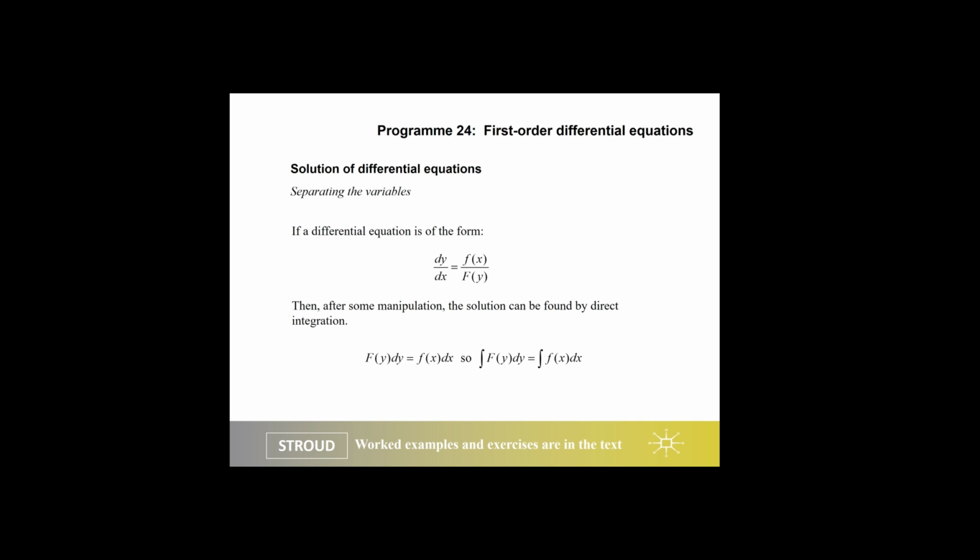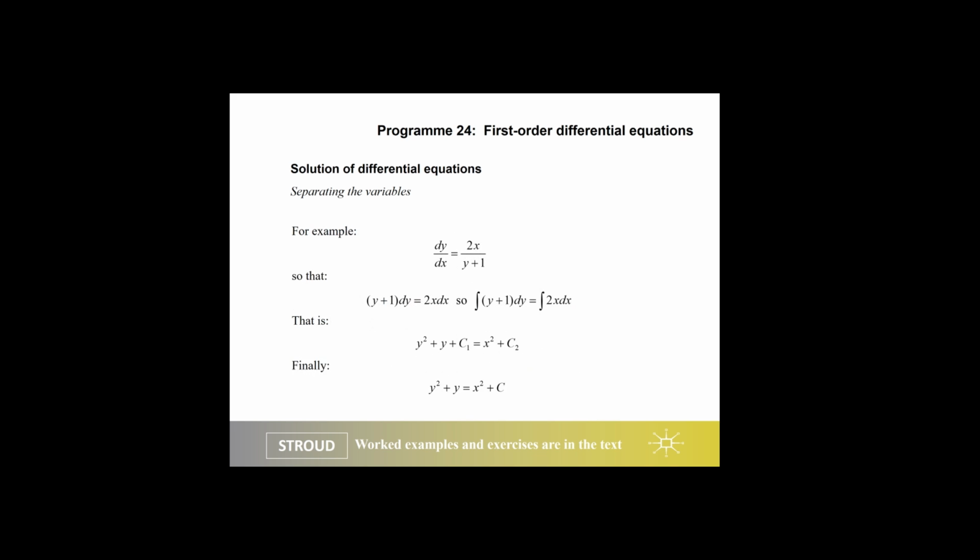It says then after some manipulation, the solution can be found by direct integration, which we also did in class. We did not do this very example, but this is pretty close to it. So how would I know this is separating the variables? Because I see the dy/dx, I see an x there, and I see a y there. So I put the y's on one side, the x's on the other side, and you just integrate, and this is our answer. It is as simple as that.